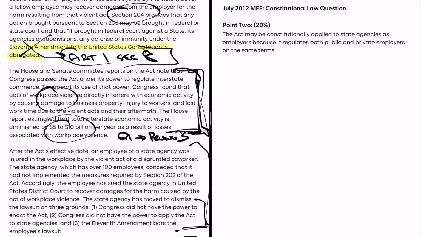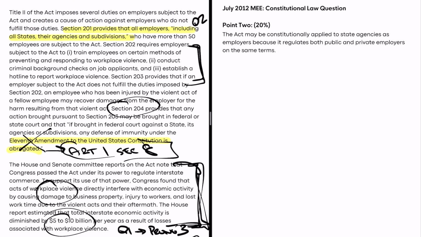Now, the issue here in this essay that we're given is that Congress isn't specifically directing the states to take action. What they're really directing is all employers everywhere to take these actions, right? All employers who have more than 50 employees are subject, right? All employers, including all states, are subject to this act, right? That was the key fact, really one word, all employers.